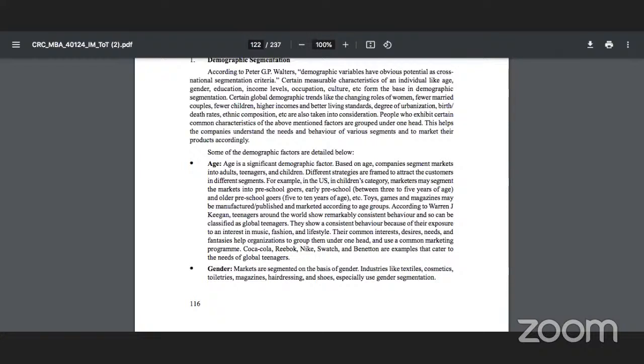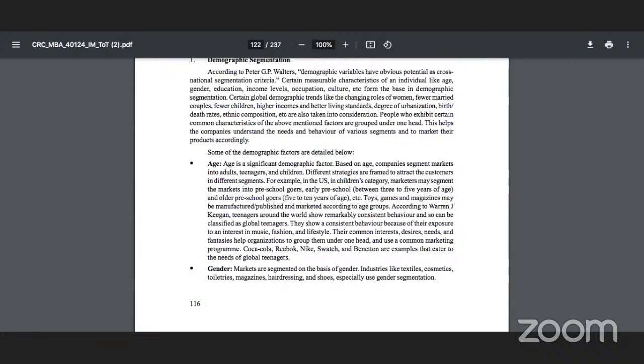So if you look in terms of age, age is definitely a very significant factor. Because of this, the companies are able to divide the potential customers broadly into adults, teenagers, and children. For example, if we were to look at Horlicks, they were very clear in their targeting of children. So their products were tailored for children. But now we have women's Horlicks, which is a different segmentation that they have done based on gender. So these are parameters that we need to consider.